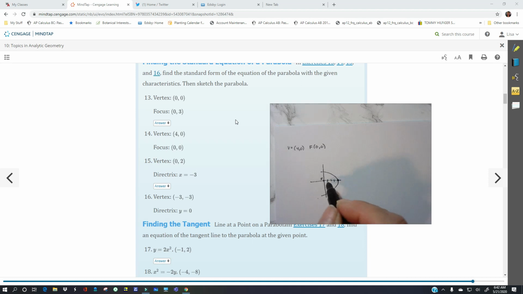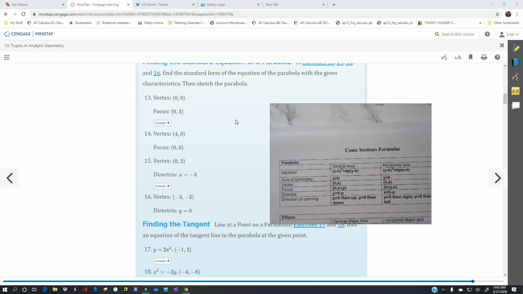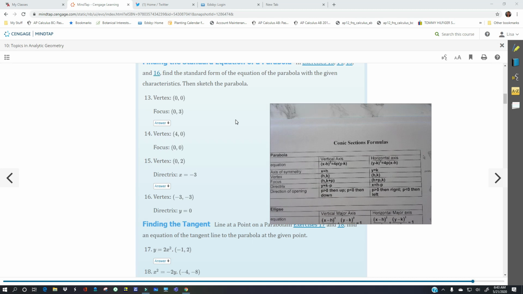The focus is inside the bowl, or inside the parabola. So I know my parabola is going to open to the left, and I need to find the standard equation. Well, the other thing I know is that the distance from the vertex to the focus is called p, so that's 4 units.